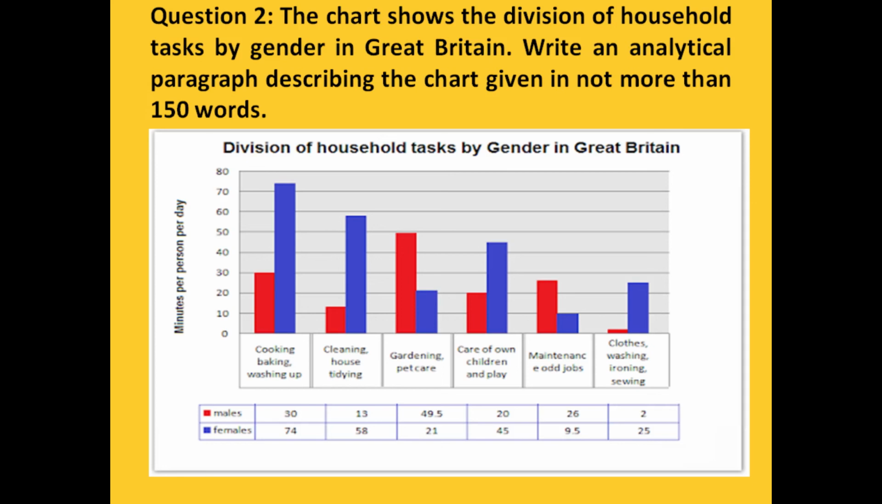Then we have cleaning house, tidying, gardening, pet care, care of own children and play, maintenance jobs, then clothes washing, ironing, sewing. So all these things are given, along with the figures for male and female. So based on this data, again you have to make an answer for it. The answer is given in the next slide. You may go through it, students.